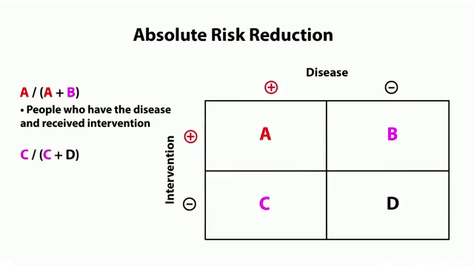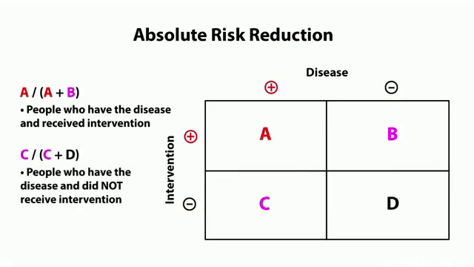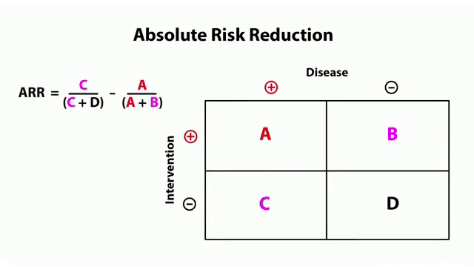C over C plus D becomes the proportion of people with disease out of the entire population that did not receive the intervention of the study drug. So the calculation for absolute risk reduction is C over C plus D minus A over A plus B. We want to know the difference between the risk of disease in the control group and the risk of disease in the experimental group. If the risk of disease without the drug is 10%, but with the drug is 5%, then the absolute risk reduction is 5%.